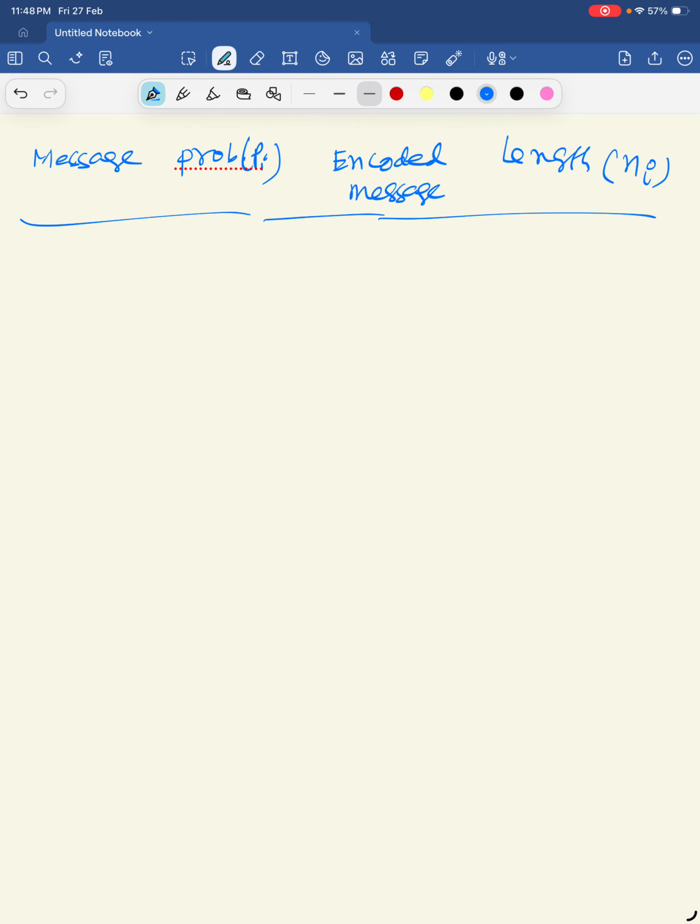So the first column is message. The second column is probability, which I can write as pi. Then the encoded message, which is important. And the third one is length, ni. So this is the table.